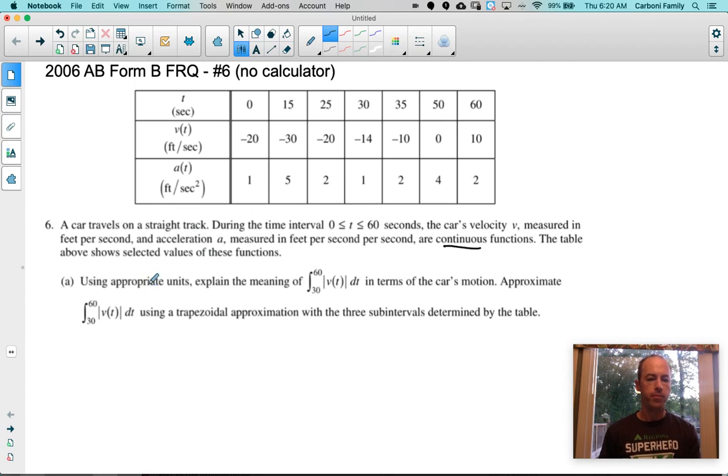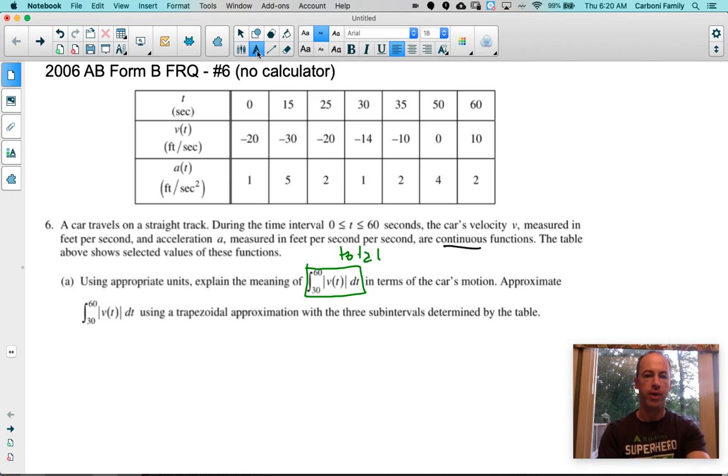Okay, so part A: use appropriate units to explain the meaning of this definite integral in terms of the car's motion, and then approximate that using a trapezoidal sum. Well, this definite integral, the area under the absolute value of velocity, is a total distance. So that integral will represent, how shall I type it?